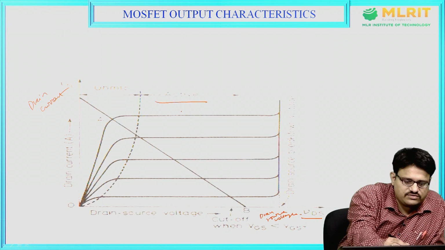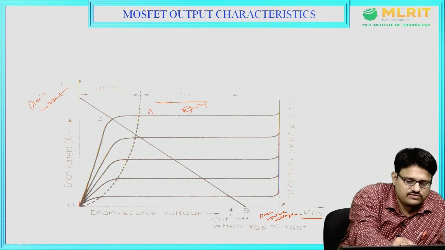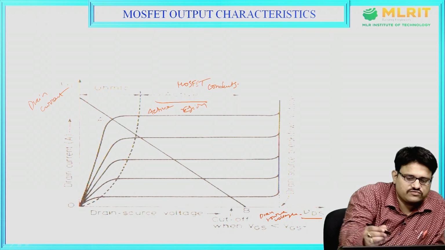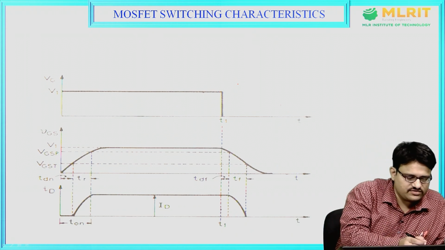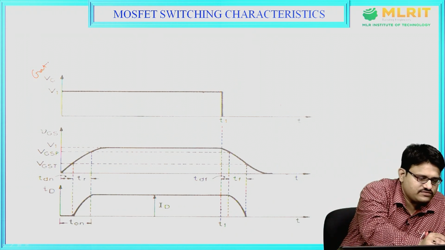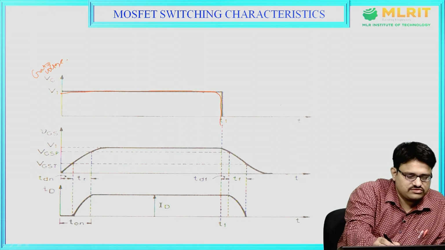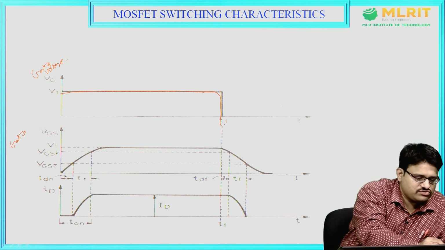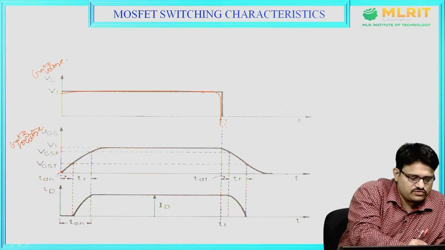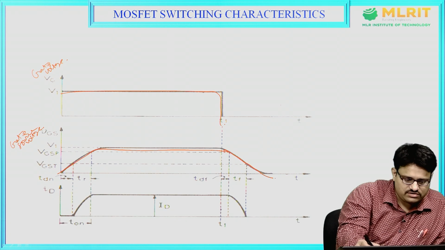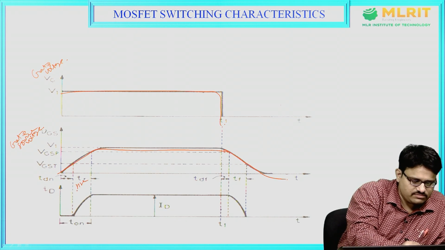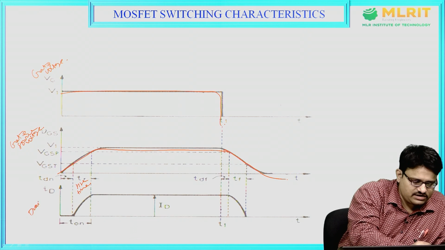So this is the active region, this is the active region. So the MOSFET conducts here. MOSFET switching characteristics: here this is the gate voltage. The gate voltage is given like this, and here this is the gate source voltage. It comes like this, it comes like that, and these are the rise time, and this is the drain current.